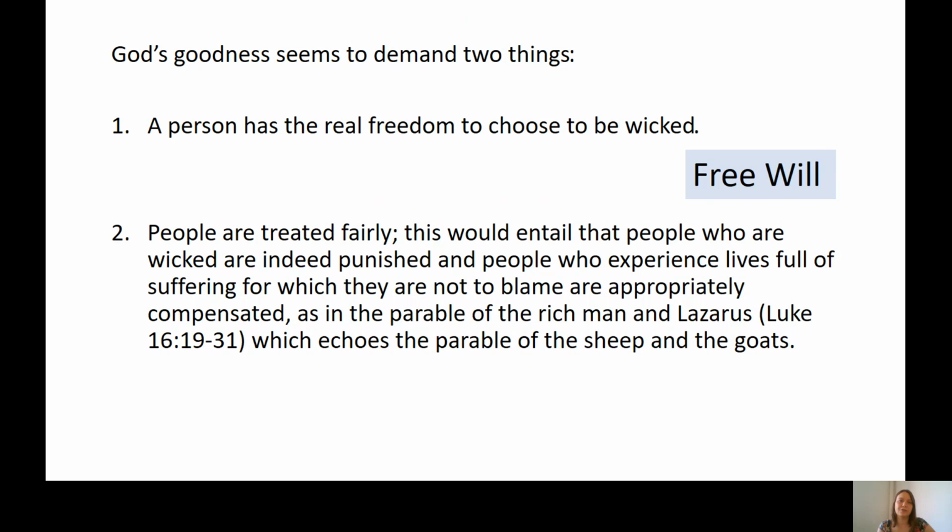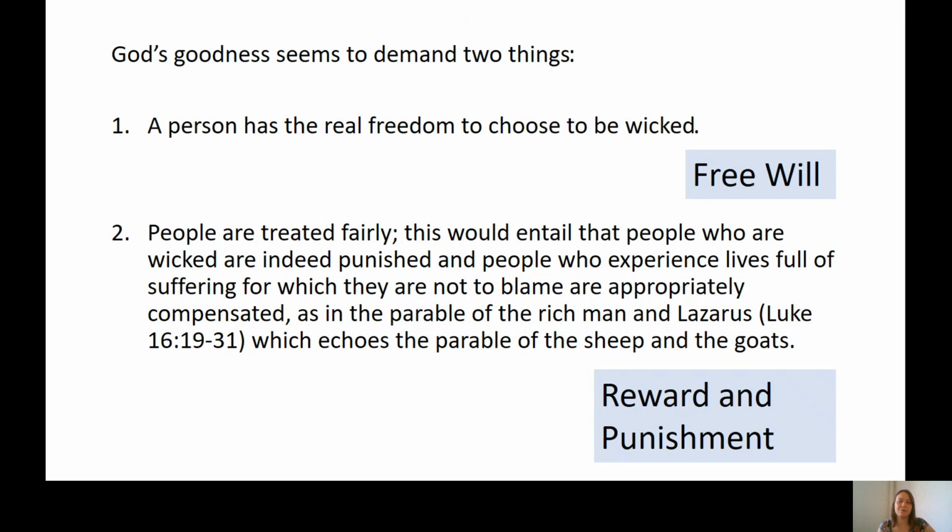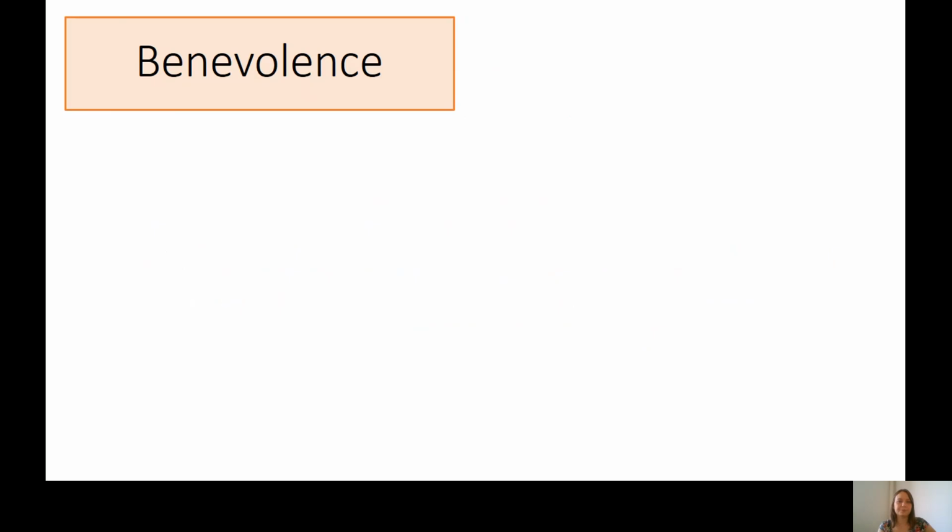And so that suggests that for God to be good, humans need to have free will, but also there needs to be a reward and punishment system, that if God is really fair, there will be a punishment for sin and there will be a reward for being good.